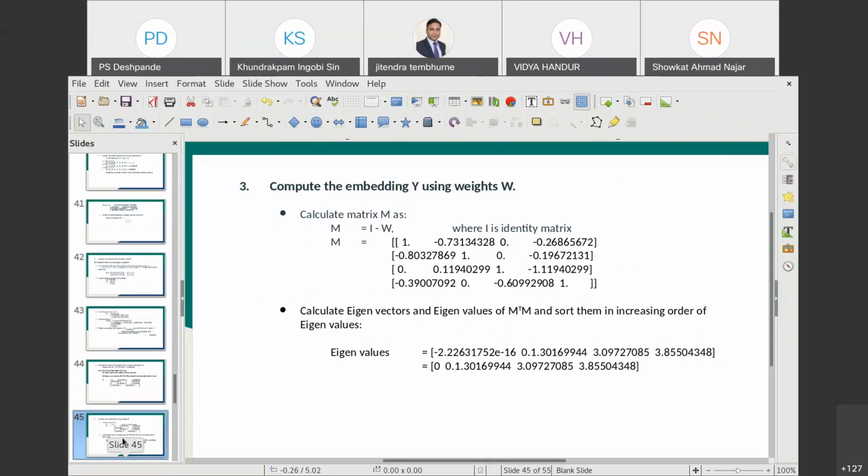And then we'll calculate the M matrix, that is the identity matrix minus the W matrix, where I is the identity. We get the M matrix, and then we'll find the eigenvectors and eigenvalues. Then you sort the eigenvalues in increasing order and take the minimum eigenvalues. The first eigenvalue will be dropped because that corresponds to 0. So that you do.